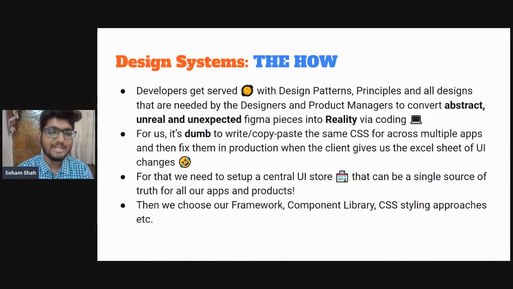For example, say Amazon: it has AWS, it has Kindle, it has Amazon the e-commerce site. Everywhere it has to use the same design, the same components. So why write the same CSS multiple times? That is dumb, right? For that, we need to set up a central UI store that can store all the components and be a single source of truth.